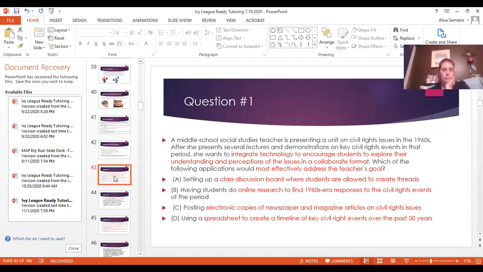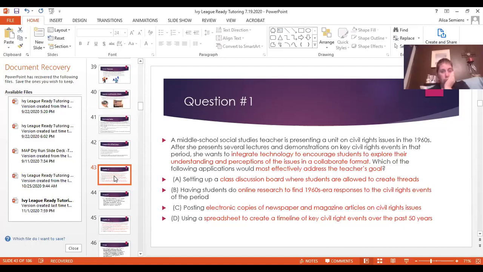Okay, let's move on. A middle school social studies teacher is presenting a unit on civil rights issues in the 1960s. Oh, okay. And you might have noticed I highlight a lot. You have that feature on the PPR test, right, to highlight. Use it. Highlight those keywords in the scenario, in the question, and also the answer choices, because the answer is going to stick out to you a lot faster if you highlight those keywords.